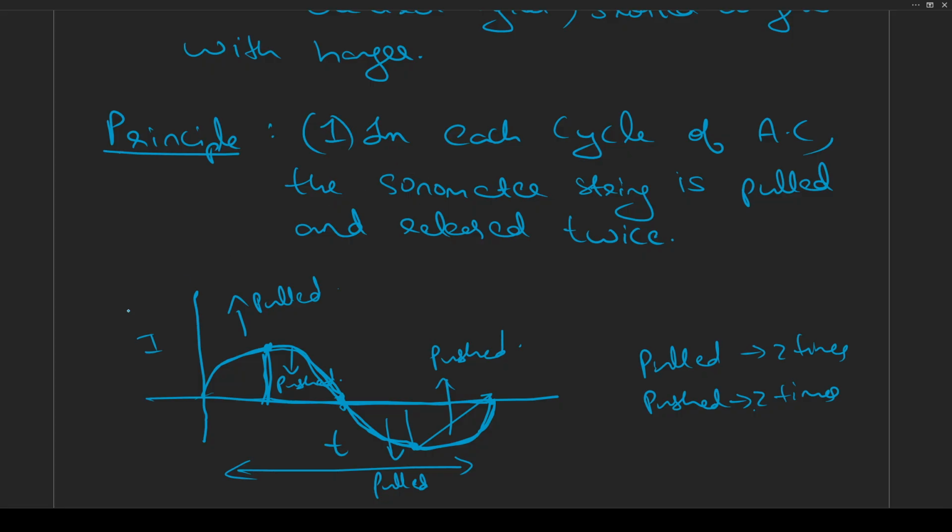There is not much need to know about the principle, we can just remember it. Because the current is changing, the magnetic field is also changing, and the direction of the magnetic field is also changing. Because of that, the string is having a vibration. In each cycle of an AC, the sonometer string is pulled and released twice, causing vibration. This is the first principle.